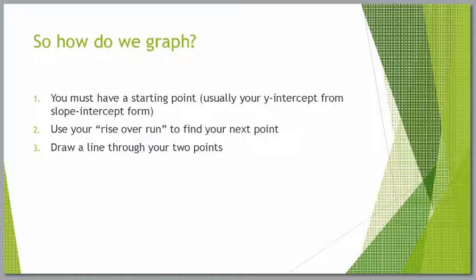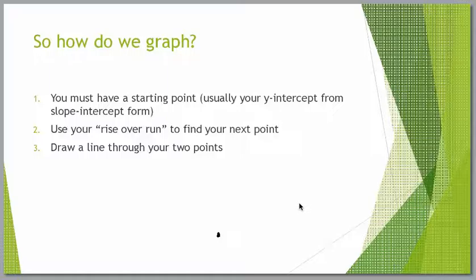So how do we graph? We have all this information. How do we put it together to help us graph? Because that is our objective, right? So first things first, you want to have a starting point. Usually this comes from your y-intercept from our slope-intercept form. So we already have a point, and we're just going to use that as our starting point. This is just kind of an arbitrary drawing down here. So let's say that's our starting point.